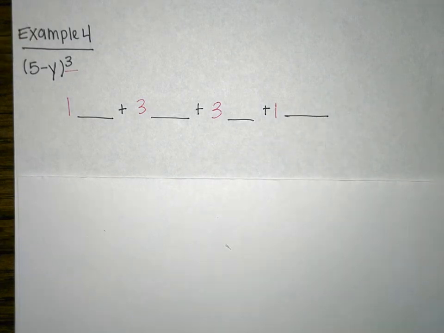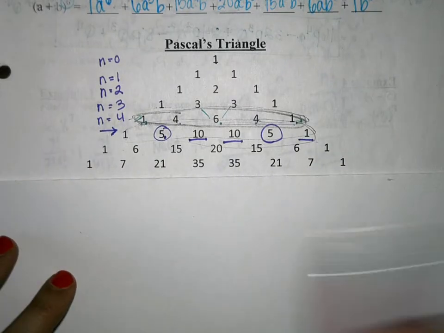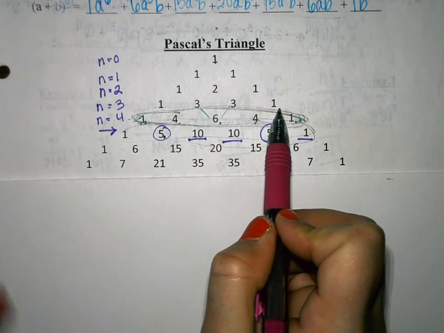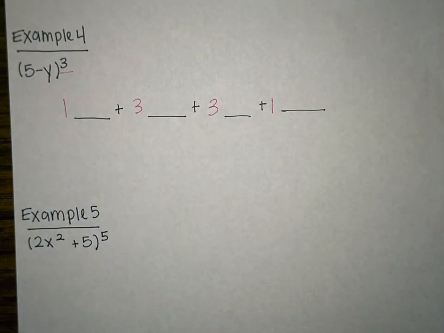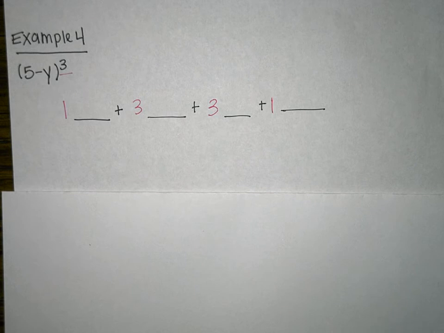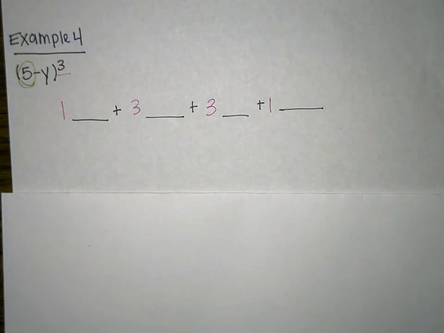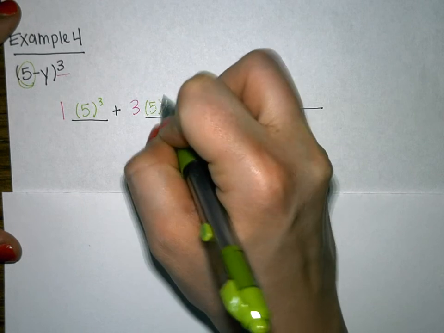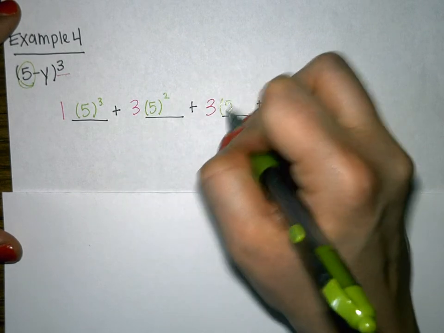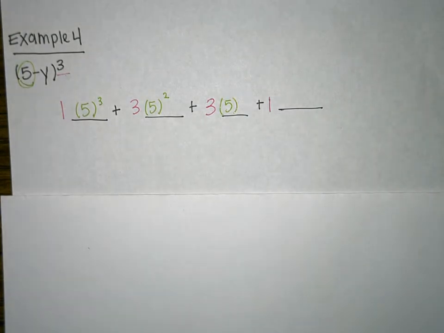So that comes from Pascal's triangle, the third row. So 1, 3, 3, 1. So that's how we get those coefficients. So then let's plug in the terms. My first term is 5. So my first term always starts with the original exponent and then descends. So this is going to be 5 to the third, 5 to the second, 5 to the first, so I don't have to write the exponent, and then 5 to the 0, which comes out to 1.